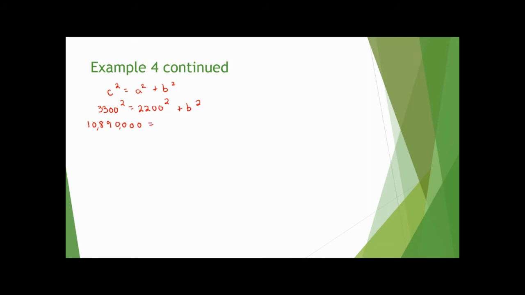When you square 2,200, I got 4,840,000. Then plus b squared. So I need to solve for b squared, so I'm subtracting that 4 million-ish number. When you do that on your calculator, you get 6,050,000, which is equal to b squared.